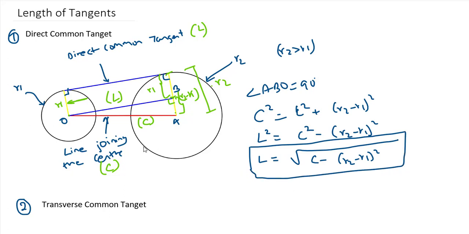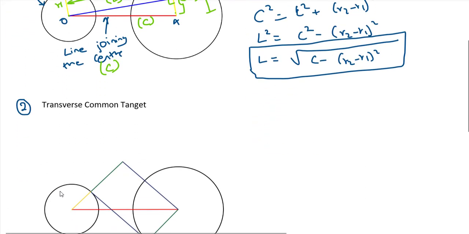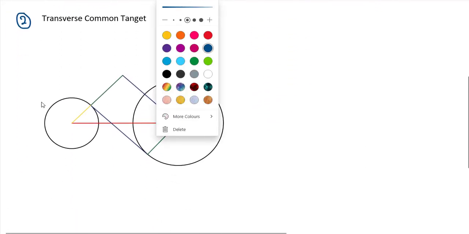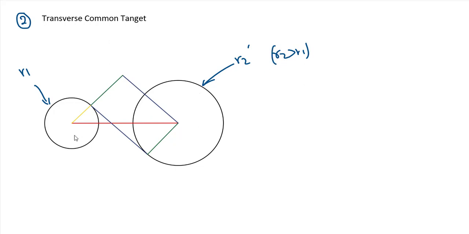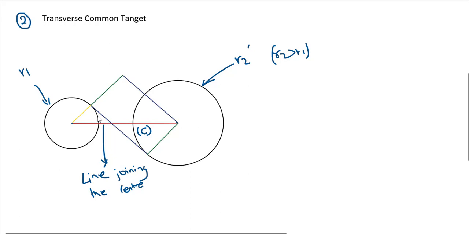Now let us see how we calculate the length of the transverse common tangent. Let us name this figure. This is a circle of radius R1. This is a circle of radius R2, where R2 is greater than R1. This red line is the line joining the centers of the two circles. Let this length be equal to C. Now if you see this blue line, this is the transverse common tangent.